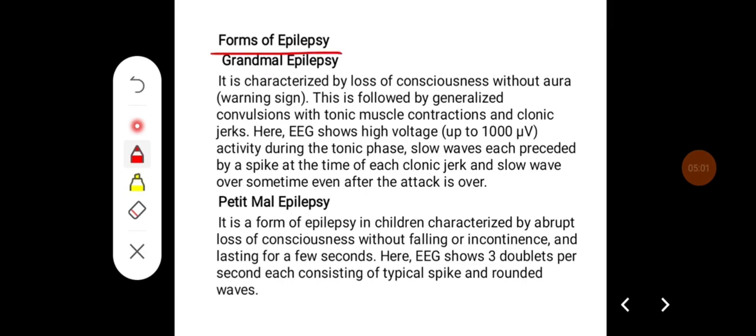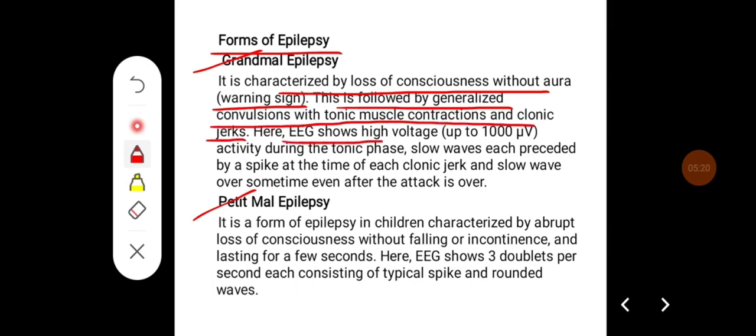There are different forms of epilepsy: grand mal epilepsy and petit mal epilepsy. Grand mal epilepsy is characterized by loss of consciousness without aura, that is a warning sign, and this is followed by generalized convulsions with tonic muscle contraction and clonic jerks. Here EEG shows high voltage activity, that is up to 1000 microvolts, during the tonic phase, and slow waves, each preceded by a spike, at the time of clonic jerk, and slow waves over some time even after the attack is over.